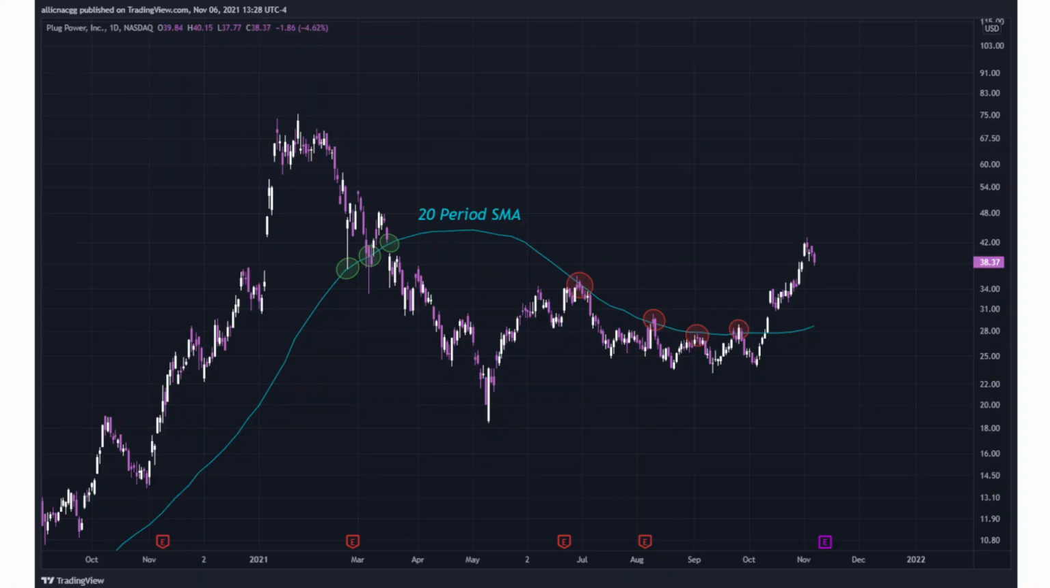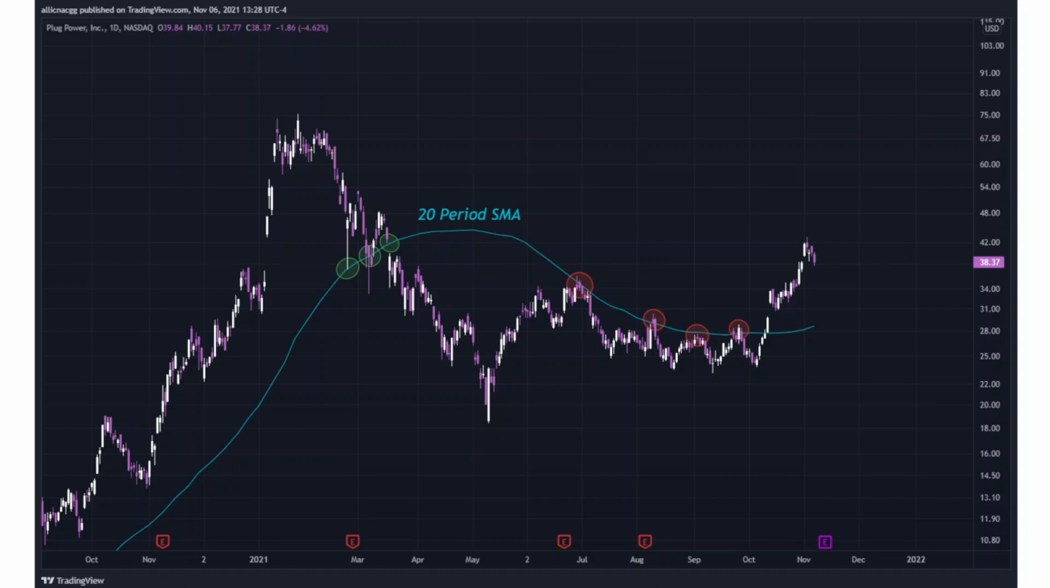So this is a chart of Plug Power, PLUG, on the stock market. And right here I have the 20-period SMA. I believe this is a 20-week SMA on the one-day chart. And it's actually quite amazing to see. And this is just as simple as it gets, right? It's just showing how an SMA on the broader term can actually identify support and resistance lines, right? It can really show the difference between a bullish market and a bearish market.